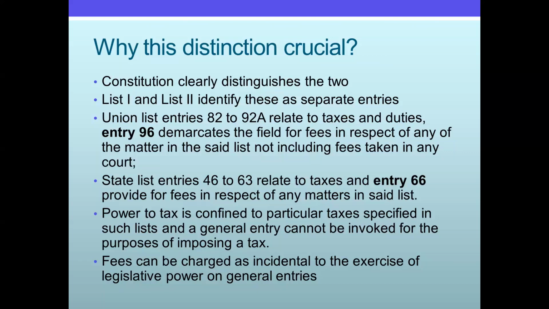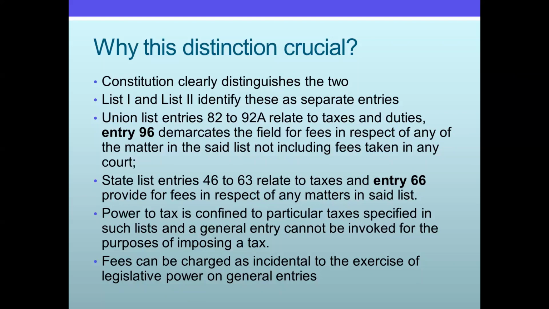So let's say you have something like railways. For you to impose taxes on anything pertaining to railways or passengers or goods, you will need to identify a taxing entry. But when you want to impose fees, you can very well impose fees with respect to any of those general entries, whether it is railways, land, sanitation, or health, right? So that kind of leeway is given for the imposition of fees.